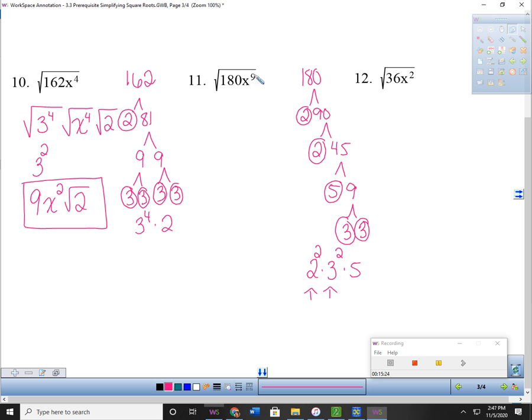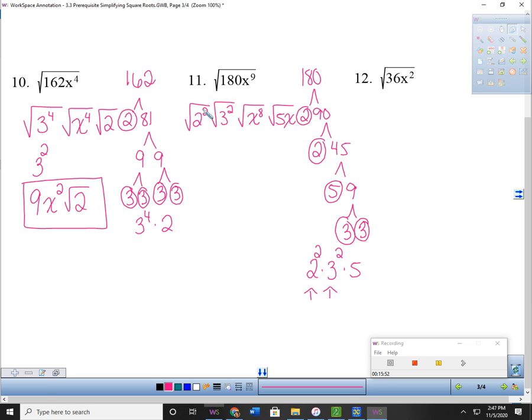What about the x to the 9th? Okay, we're going to have to split that one up, right? So I have 2 to the 2nd and 3 to the 2nd. And then how many of these x's are going to make my perfect square? 8 of them. So what is going to be left underneath back here? A 5 and an x.